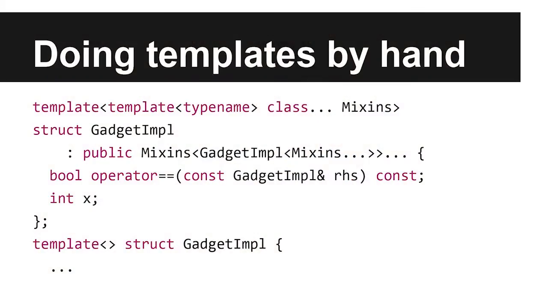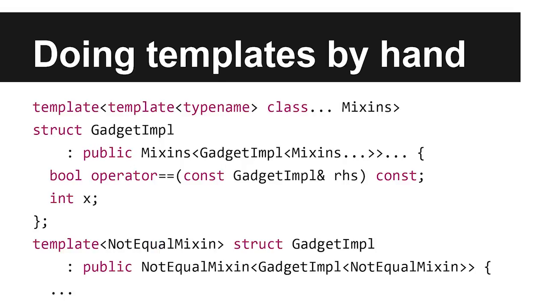So what does this look like to the compiler when it stamps it out? Well, if you call this with no template arguments, there's no inheritance. So it's just a gadget. It's the same original gadget that we were talking about before. But if you do have a template argument, again, we inherit from not equal mixin of gadget impl templated over not equal mixin. So it's the same thing.